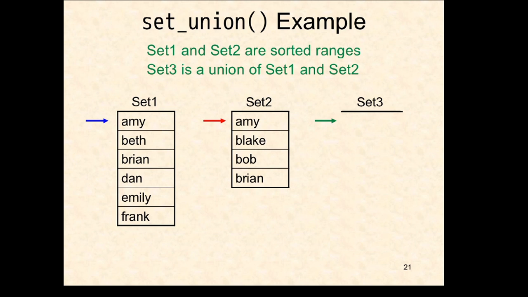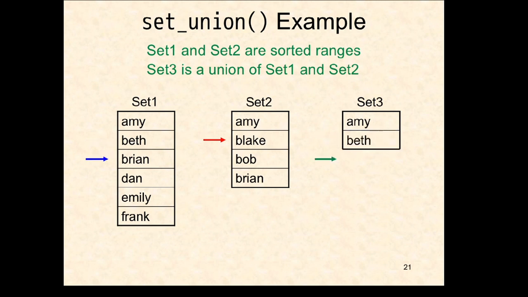So we look at Amy and Amy, and to do a set union, we would put one Amy in the output, and we would move all the iterators forward. Now I look at Beth and Blake. They're different. The smaller one, Beth, goes to the output. Beth's iterator has to move. The output iterator has to move, but Blake's iterator stays where it is.